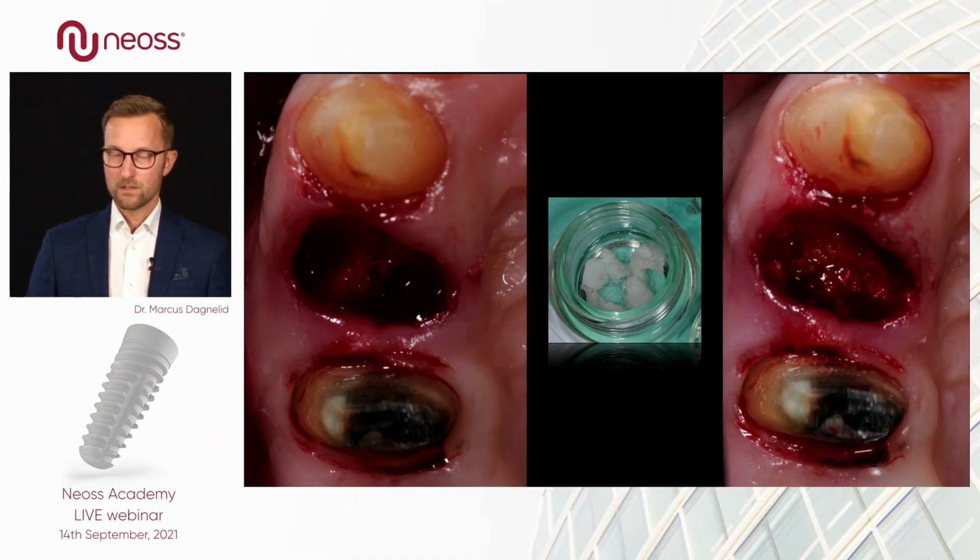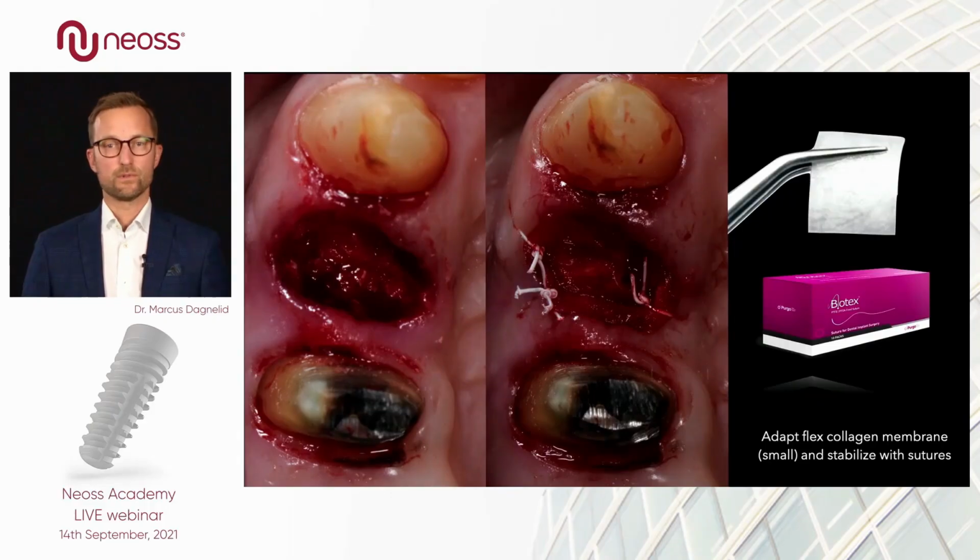And when we've done this, we go to the membrane. This is a resorbable collagen membrane, a small size membrane, and we just gently cut out the piece that we're trying to cover, and we suture up with a few sutures. Simple, straightforward technique, and this is more or less what you need to preserve the ridge.